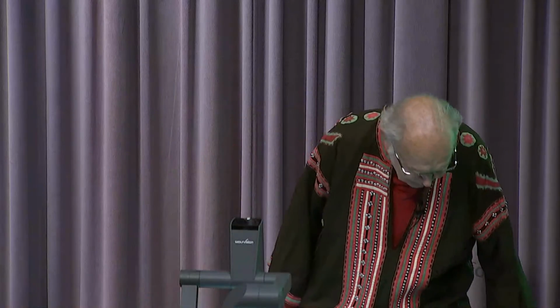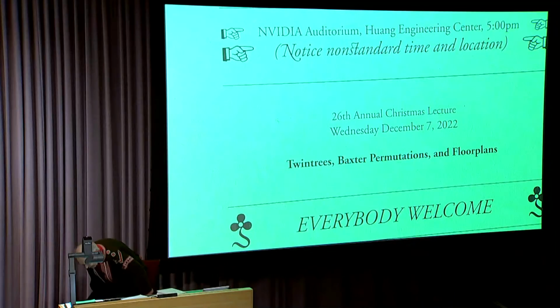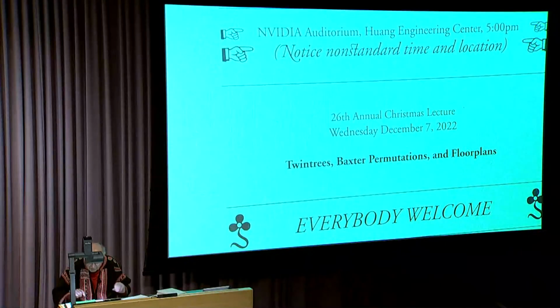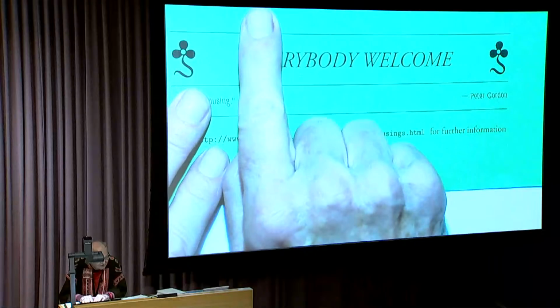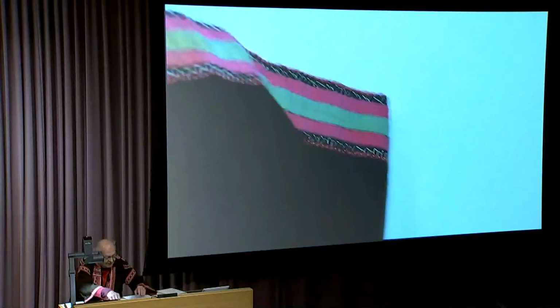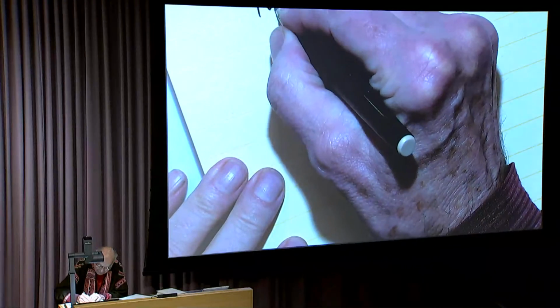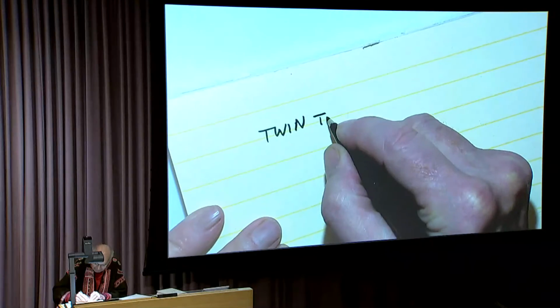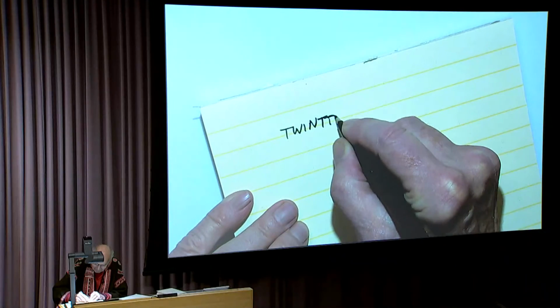Now, I'm going to sit down now, and most of it is going to be about these 3 topics that are announced: Twintrees, Baxter Permutation, and Floorplans. And so we start with number 1, Twintrees. We can't see the top, John. You can't see the top. Whoops. I can't either.